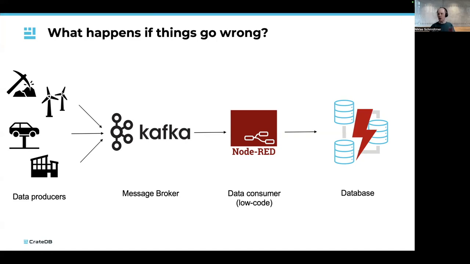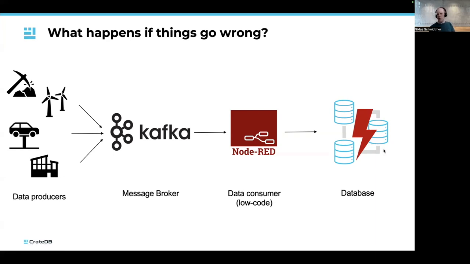This is, of course, a question that we need to ask for all the different components involved in such a pipeline. But since we are here from CrateDB and we concentrate on the database aspect, we are going to actually try out live now how the failure of a node in CrateDB as a distributed database affects the pipeline as a whole.